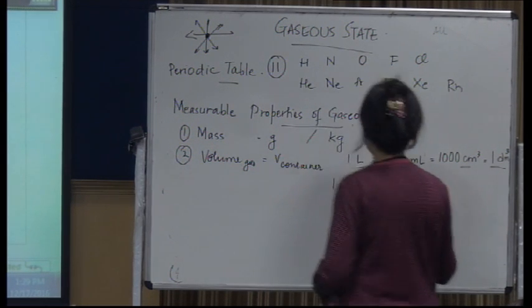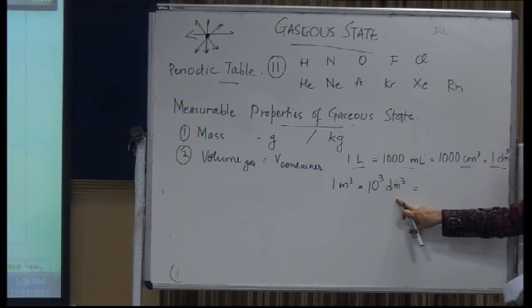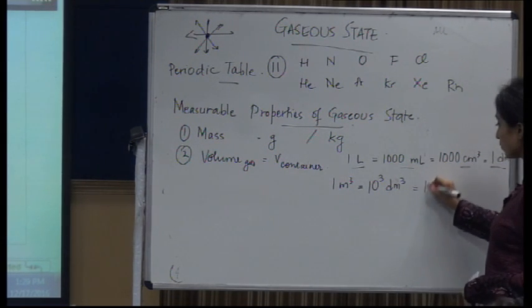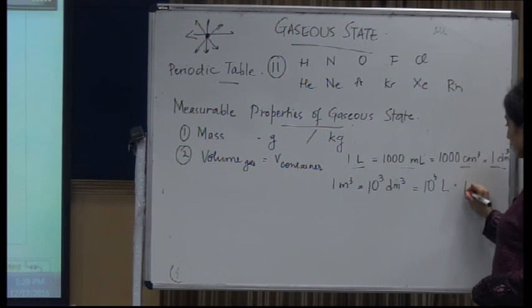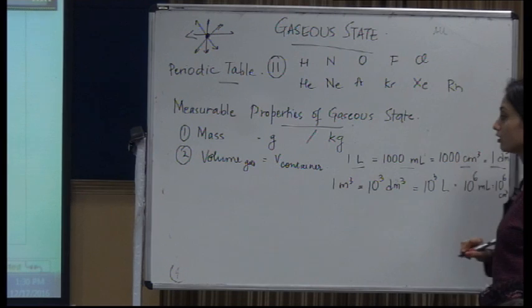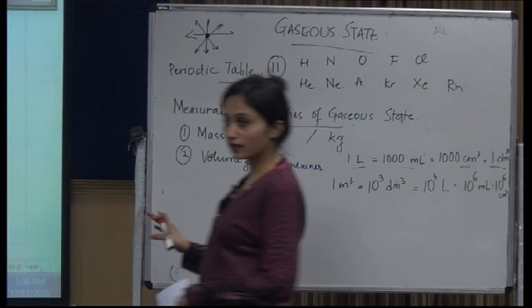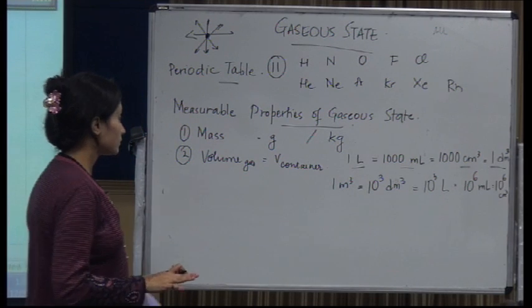If 1 meter cube is equal to 10 to the power 3 decimeter cube, then that will also be equal to 10 to the power 3 liters, which will be equal to 10 to the power 6 milliliters, which will be equal to 10 to the power 6 centimeter cube. So remember that this is another thing that you have to remember, the conversion factors.